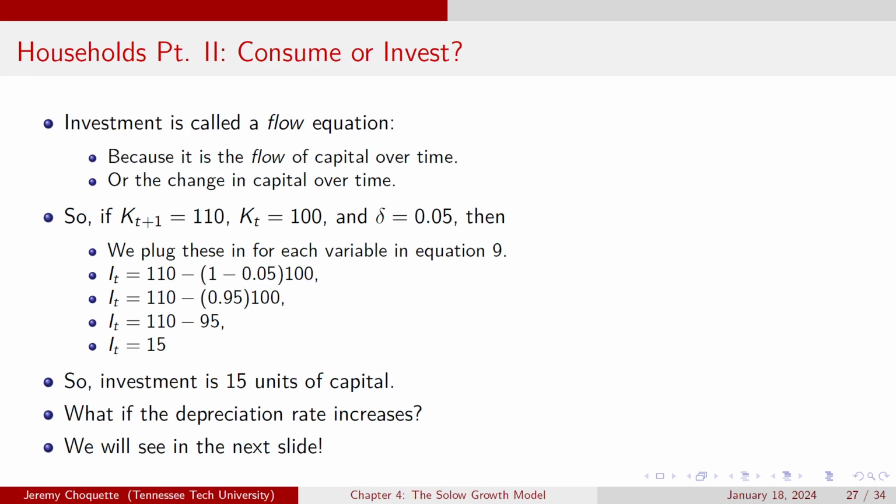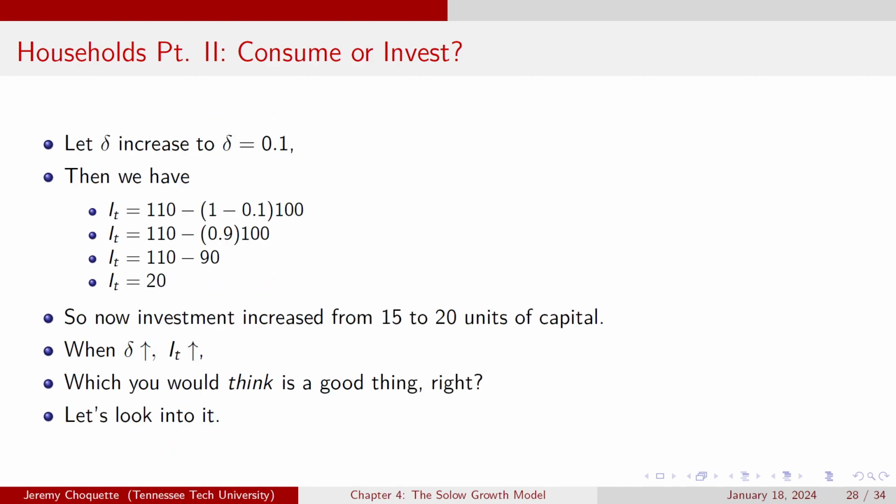Now, what happens if the depreciation rate increases? Well, let's do another example. Delta is now 0.1, or 10%. Everything else is the same. You still get 110 for K_{t+1}. You have 100 for K_t. It's just now instead of 0.95 times 100, you get 0.9 times 100, which is 90. So you get 110 minus 90. Investment is 20. So you can see investment increased from 15 to 20 units of capital.